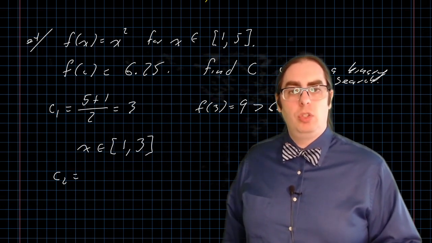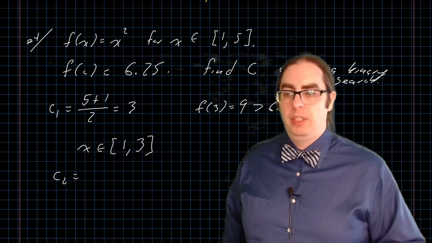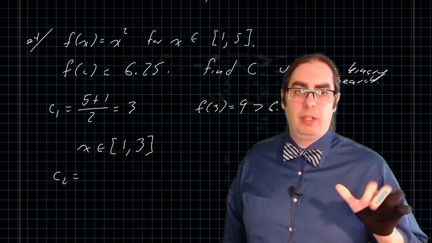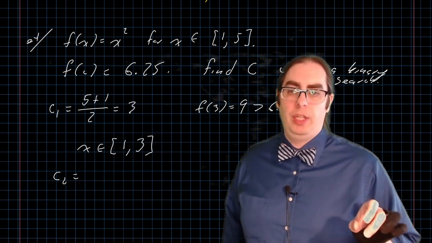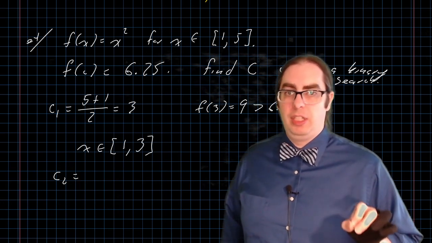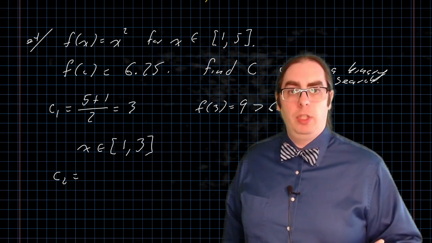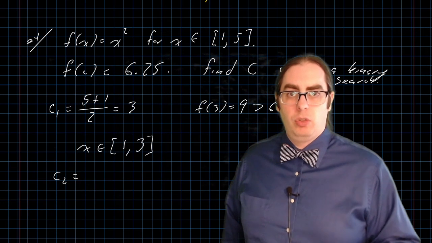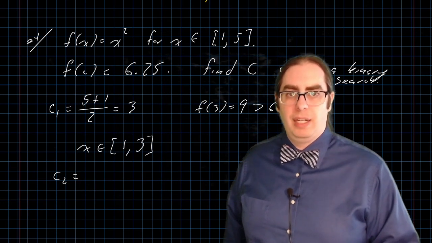But I would like you to try to finish this one off. Using the process that we had, we just found the interval narrowed from 1 to 5 down to 1 to 3. You can narrow it down further, you can narrow it down further, and hopefully you eventually get the value that we care about. So see what you can do with that, and I'll see you in the next video.